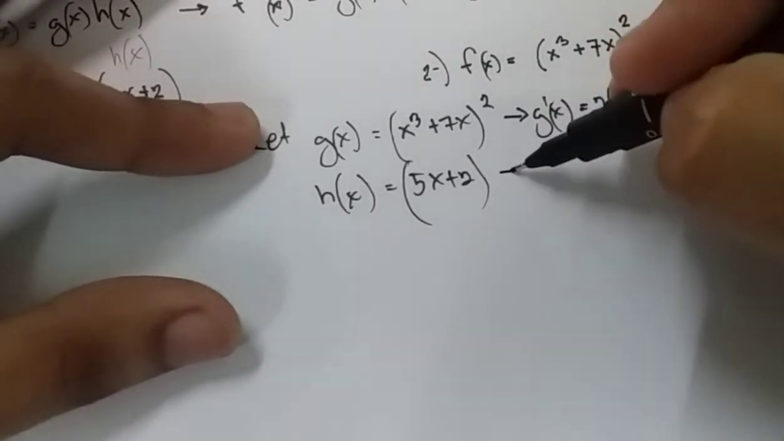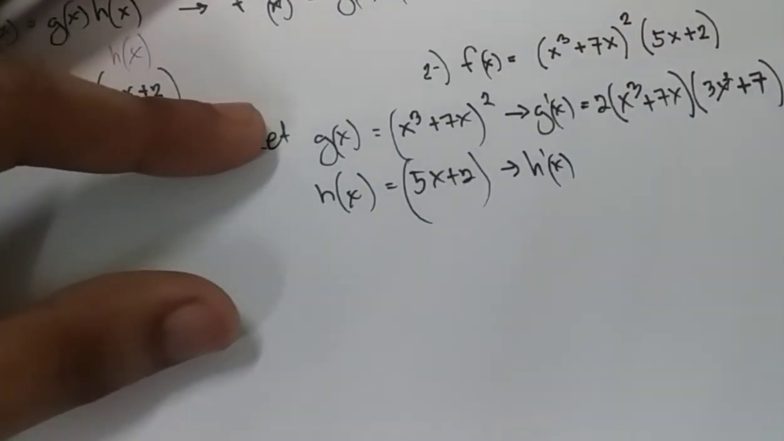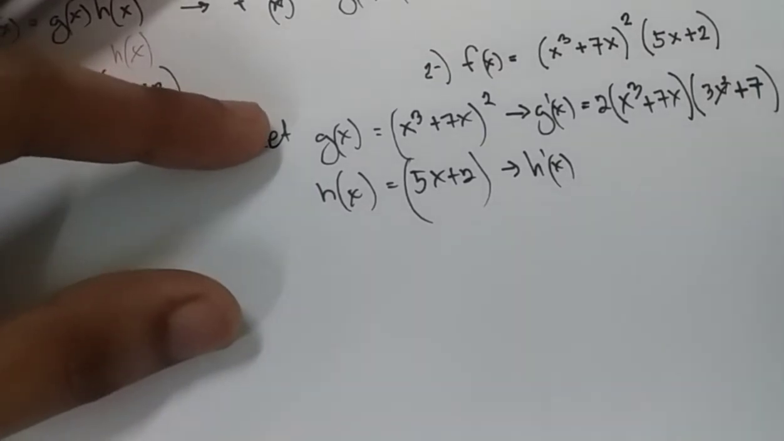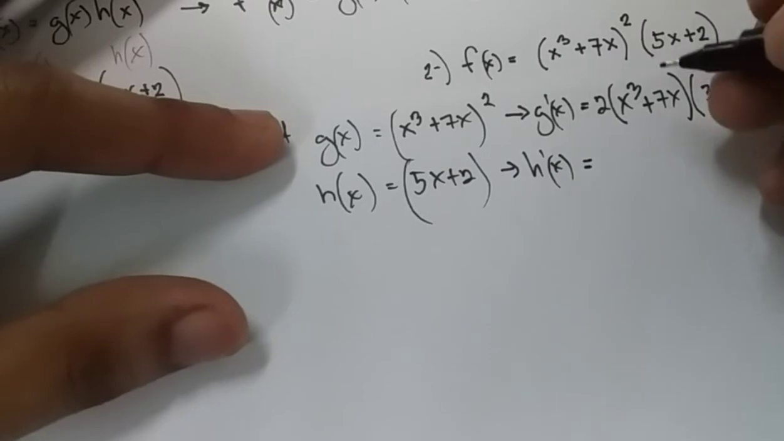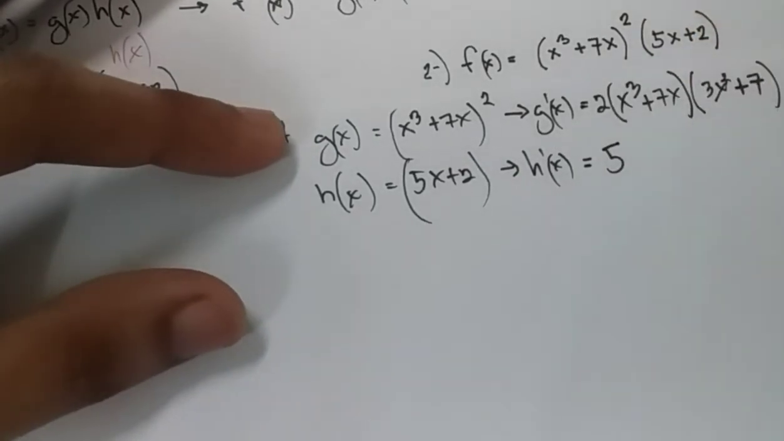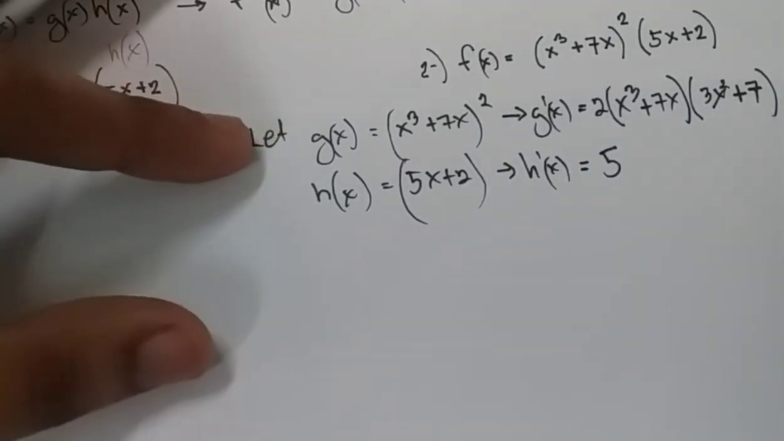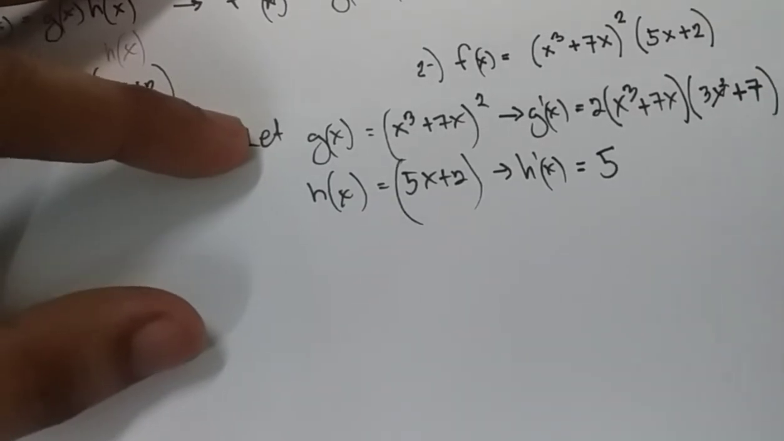Next, for the h prime, we only have 5x plus 2. The derivative of this one by power rule is equal to 5. The derivative of 2 is 0, that's a constant. Now we can substitute this one.